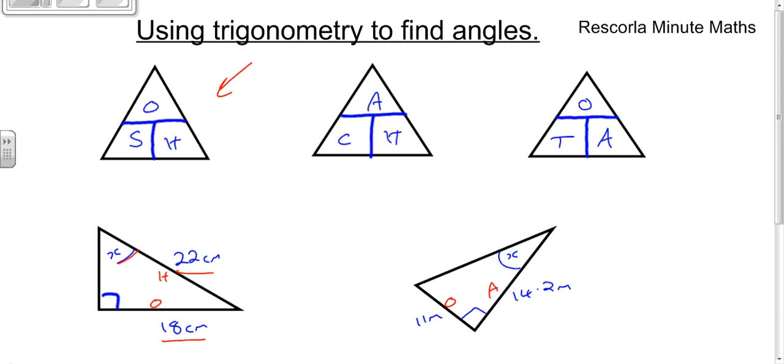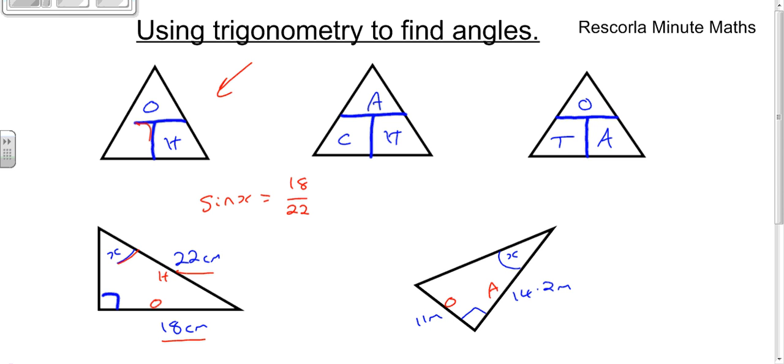So we are looking for the angle. And if we are looking for the angle in any of these, it's the bottom left-hand thing we're looking for. So we write down that if we cover that up, S equals O divided by H. So remember, S stands for sine of the angle. So sine of the angle, which is X, equals the opposite divided by hypotenuse. So 18 divided by 22.